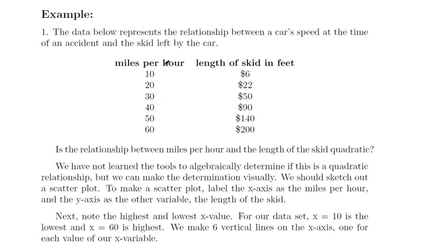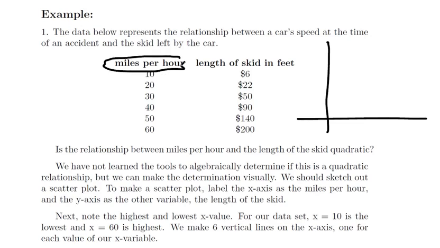So if you are supposed to determine whether a data set is roughly quadratic or not, one thing you can always do is make a quick sketch of the data. You could put this in Microsoft Excel, or you could put it in an online graphing program to do it really quickly, but it's good to know what the program's doing and do it by hand. So there's two variables, miles per hour, and there's length of skid.